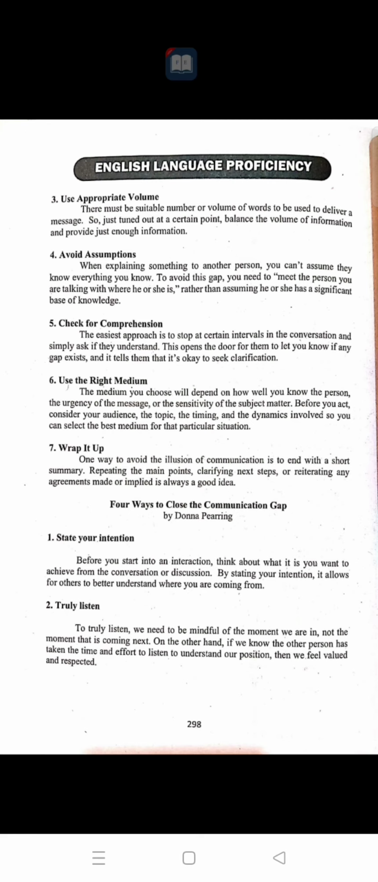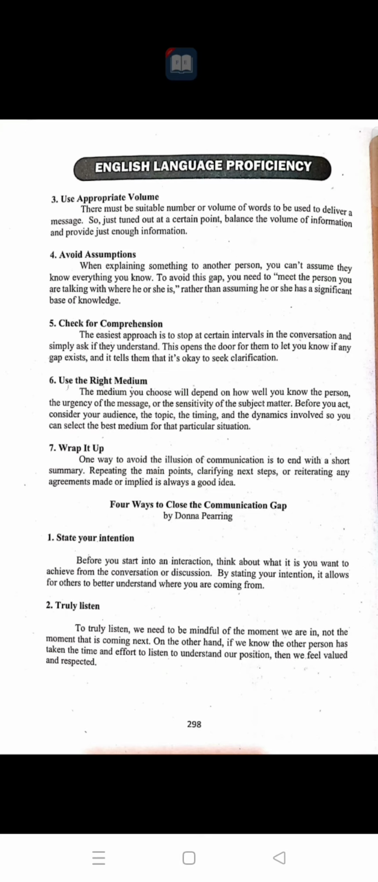Now, we have here the 4 ways to close the communication gap. Because even if we have 7 ways on how to avoid it, sometimes they can be unavoidable. So, hindi natin sila maiwasan. But if it already exists, ano yung pwede natin gawin?